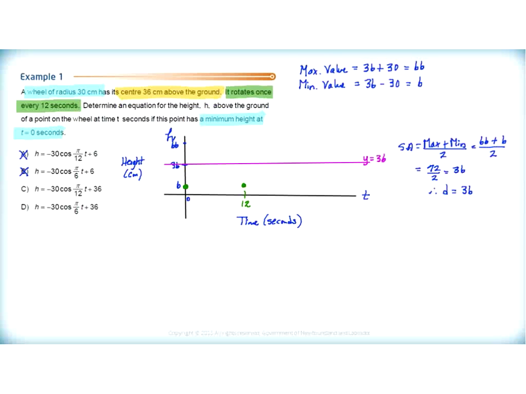Halfway between 0 and 12, you should reach a maximum point on the function, which will occur at 6 seconds. So you will have the point (6, 66) as your maximum value of the function. Halfway between 0 and 6, at 3 seconds, the height of the wheel will be at 36, and at 9 seconds, the height will also be at 36. So this represents one full cycle of the cosine function.